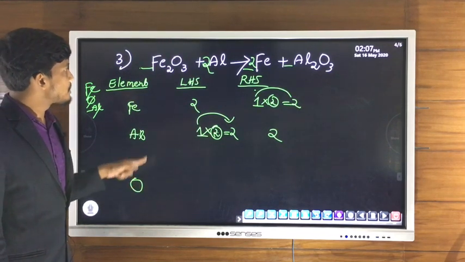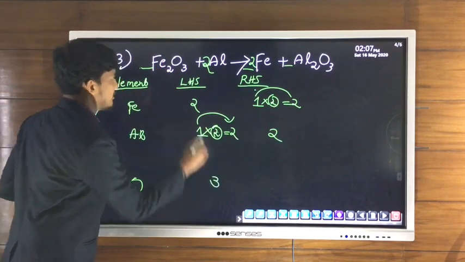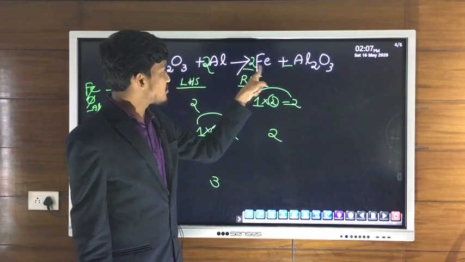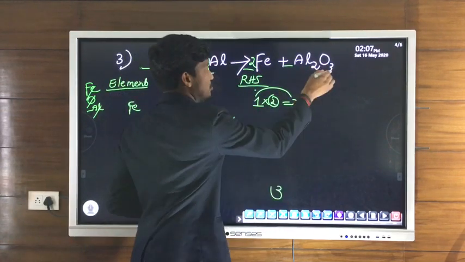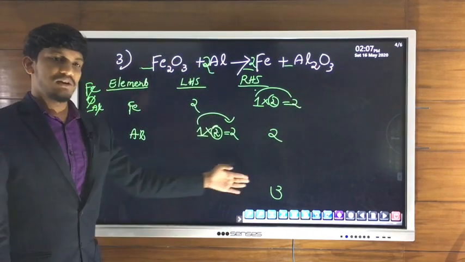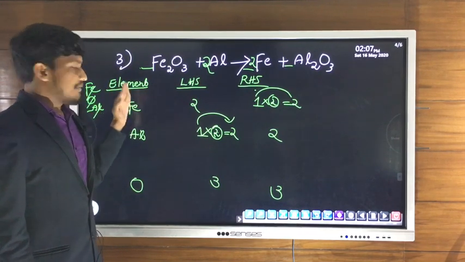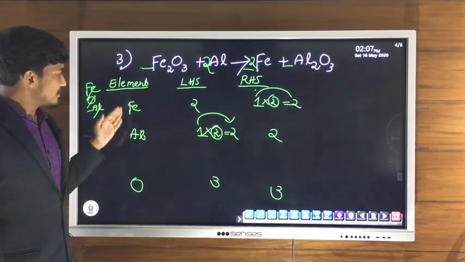Oxygen we have on the left side, O3. O3 means 3 oxygen. And on the right side there is no oxygen here. O3, Al2O3. From Al2O3, 3 oxygen atoms. So already balanced. That means we will count all the atoms again.